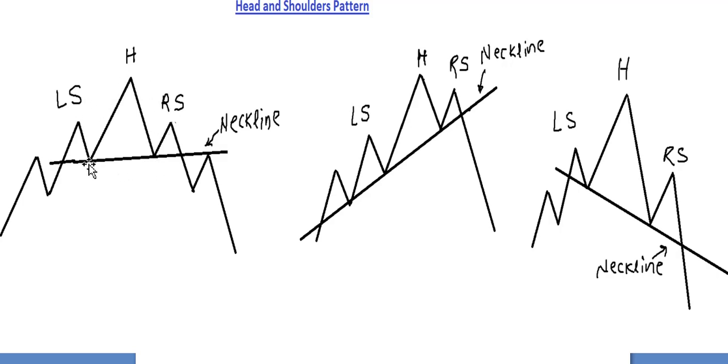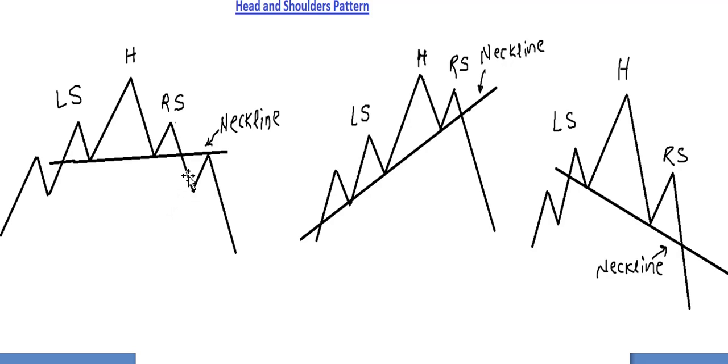Now when we join these lows, this line is called the neckline, right? The Head and Shoulders pattern is confirmed when this neckline is broken. So we can take a trade here, we can make a short selling entry here, and normally the target is the length from the highest point of the head to the neckline. This much length will be your target on this side.